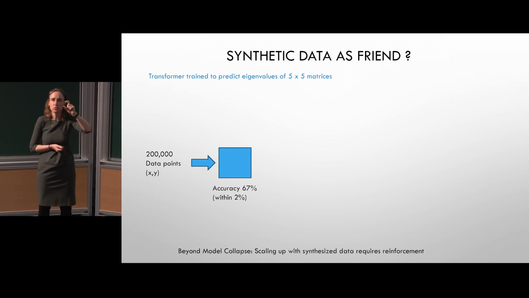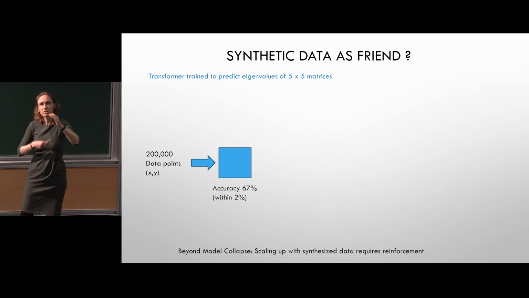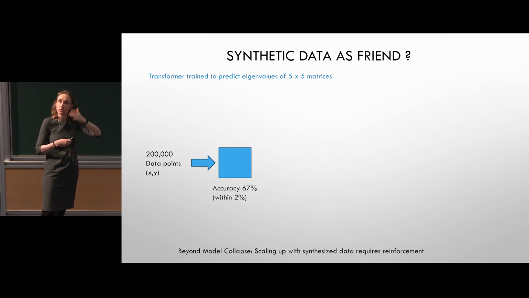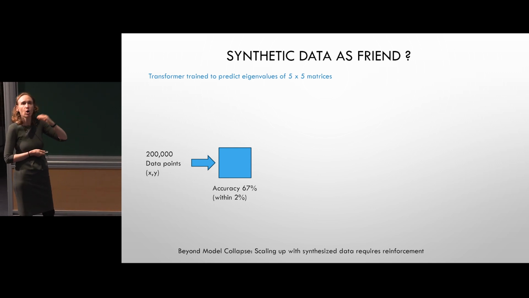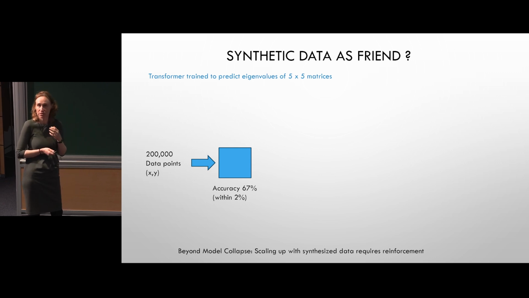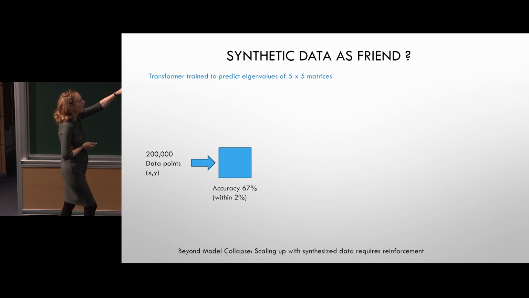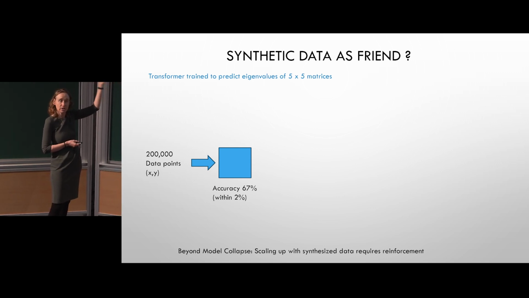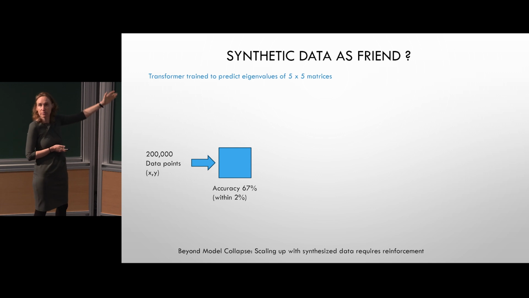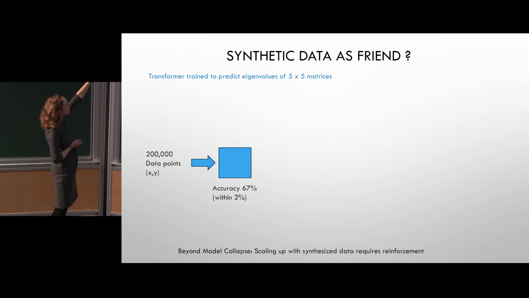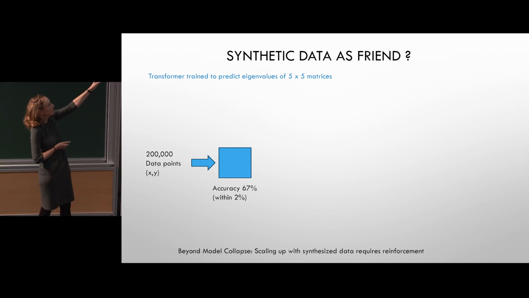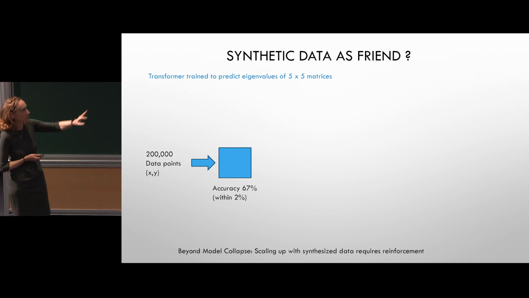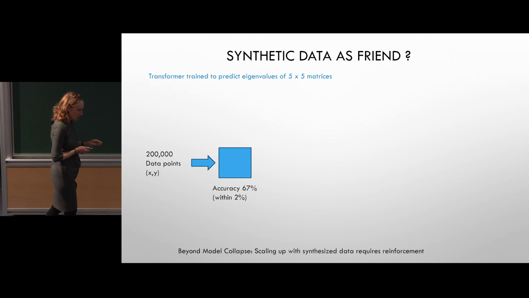Now, what is accuracy? We look at the 5 eigenvalues and compute some sort of L1 distance, weighted by the size of the eigenvalue. So it's a reasonable metric to measure how well we have computed these 5 eigenvalues. We check whether we are within 2% by that metric. If we are, we declare victory, and if we're not, we say we failed. That's how we measure our accuracy. So this transformer trained on these 200,000 data points gets an accuracy of about 2/3. 2 out of 3, it gets roughly right, up to 2%.